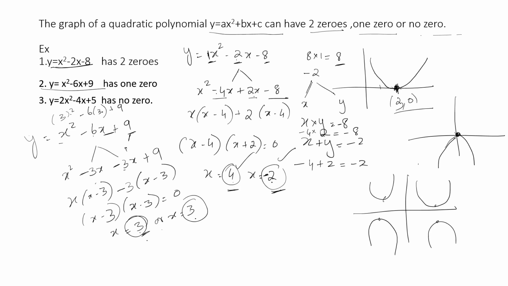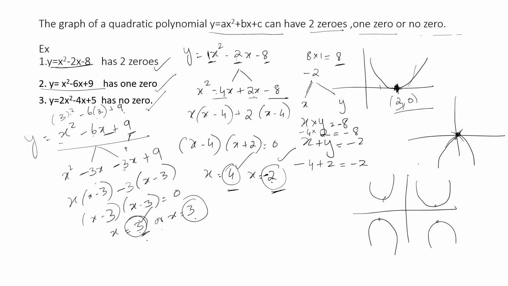9 minus 18 plus 9, 0. For only one value of x, this polynomial becomes 0. So there is only 1 zero. That means the graph will cut the x-axis at only 1 point, okay. Is this clear? How we are getting two zeros, how we are getting 1 zero. Another one is no zero.